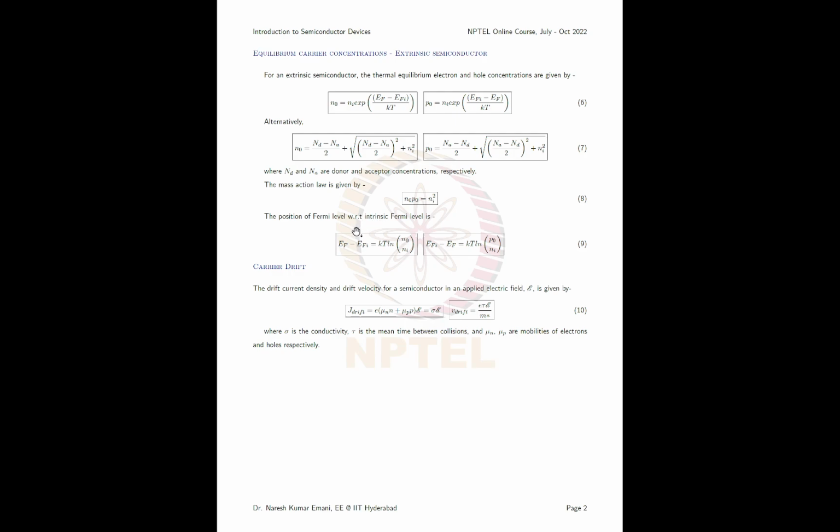And the Fermi level position can be calculated if you rearrange these formulas. You can write EF minus EFI equals kT ln (n naught by ni), or EFI minus EF equals kT ln (p naught by ni). So the k here is the Boltzmann constant, kB.